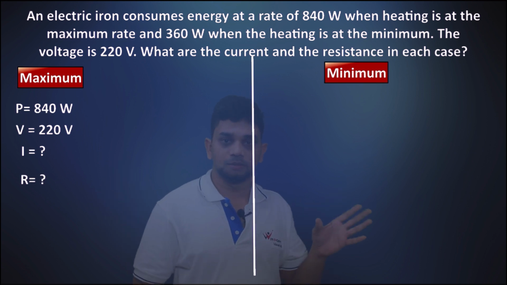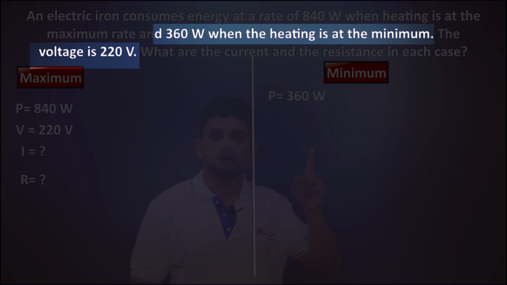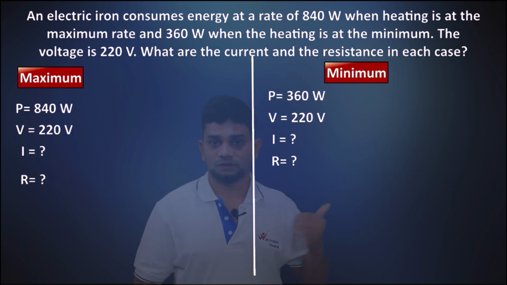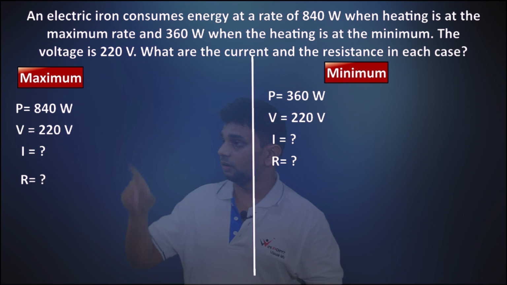In second case, minimum, the power is 360, so we can write power is equal to 360 watt and voltage is the same, V is equal to 220 volt, and we need to find current and resistance. It is the first step of every numerical. Write the given values. You will get marks for that. Now we need to find the equations. Which equation is suitable here? We need to find I.